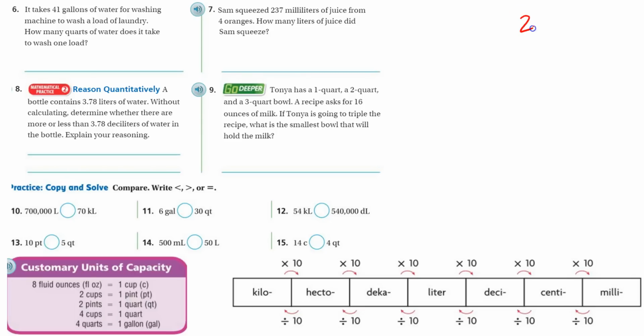All right, now I'm on the bottom of page 235 in the Go Math textbook, and once again you can see I've got my trusty conversion charts to help me solve these problems. Number 6: it takes 41 gallons of water for a washing machine to wash a load of laundry. How many quarts of water does it take to wash one load? So we're going gallons to quarts, and that information is right here. There are 4 quarts in every gallon.